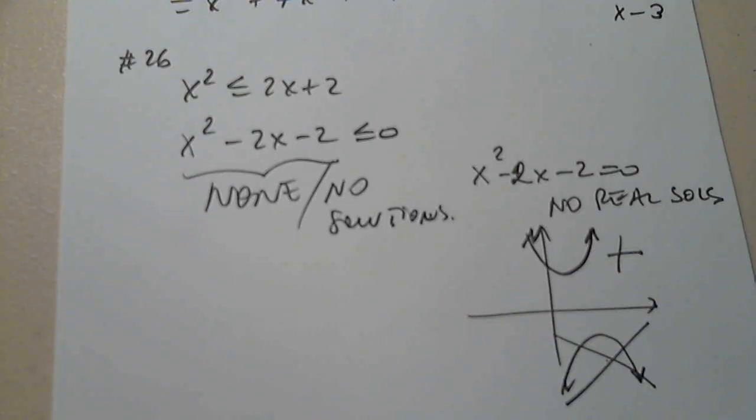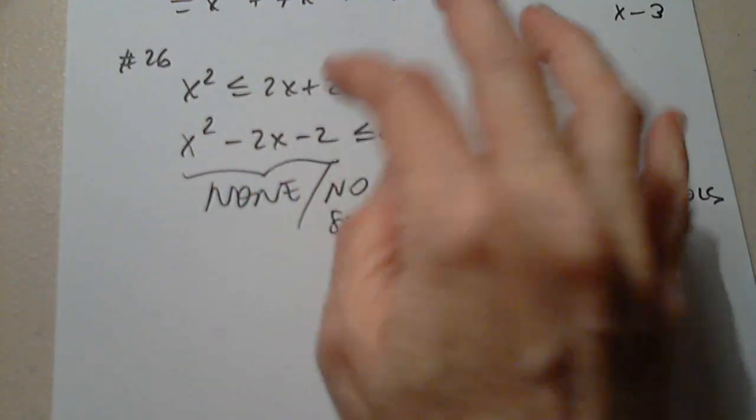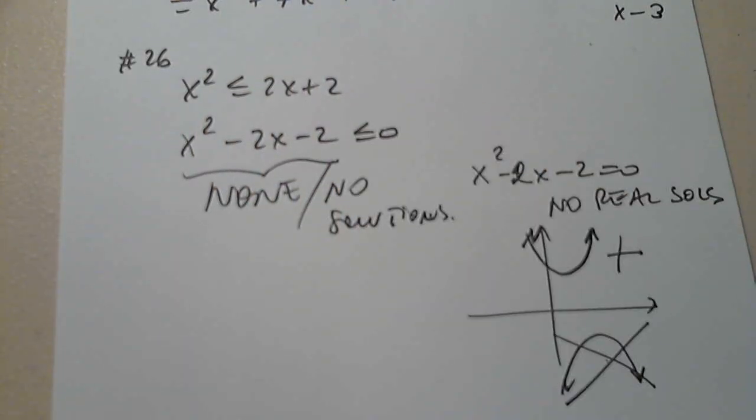Therefore, this inequality has absolutely no solutions. There is no x that I could plug in here to get 0 or a negative number. Is the idea clear?